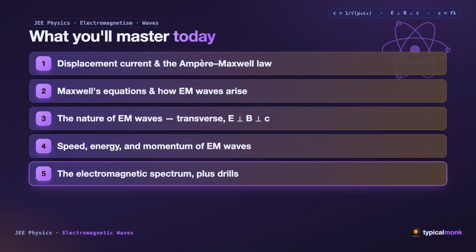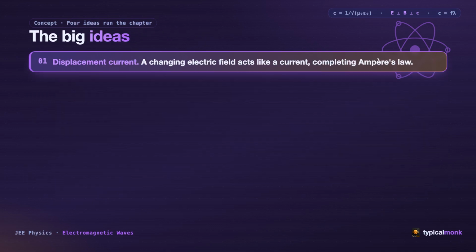One idea at a time. Four ideas run this entire chapter. Look at them together first.